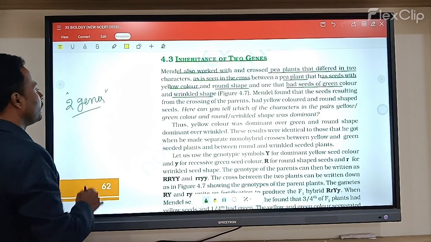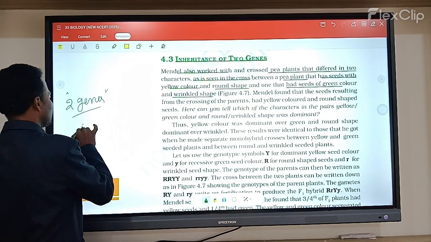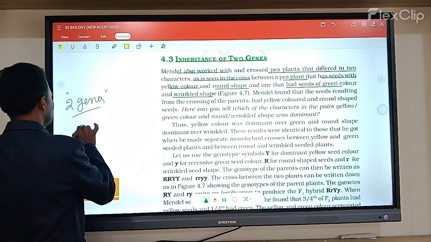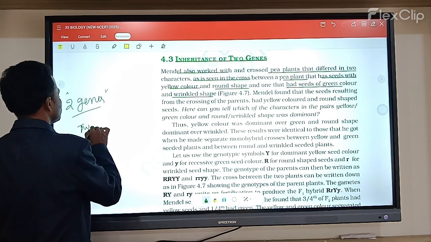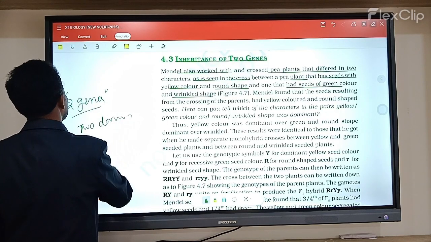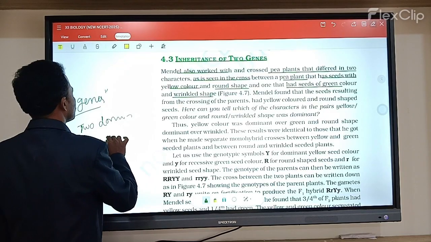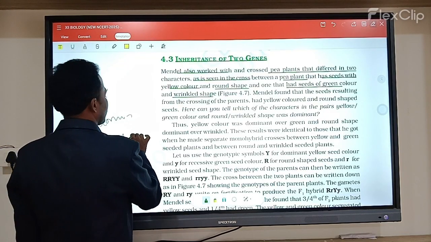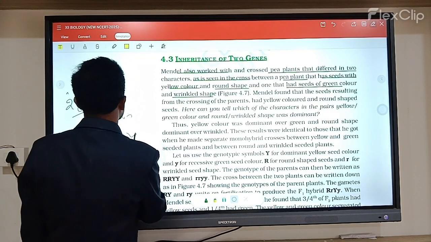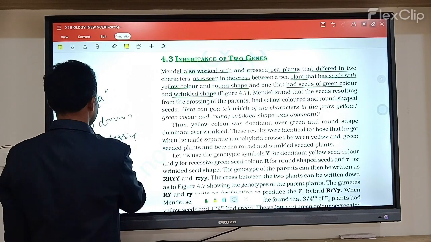Here Mendel selected two genes, where one parent has the two dominant characters and the other parent has the two completely recessive characters.